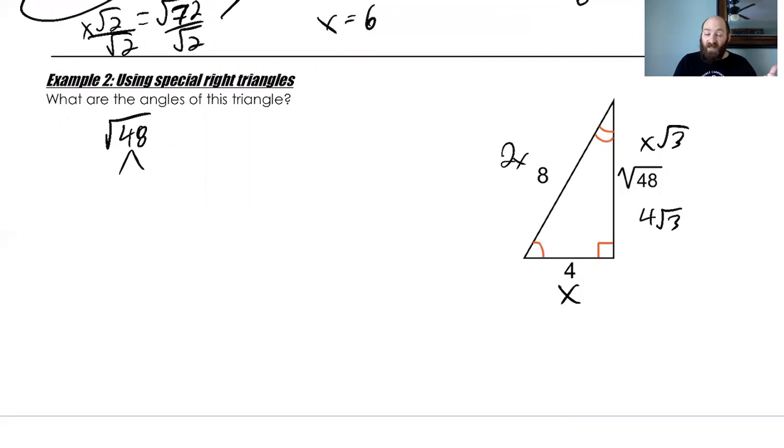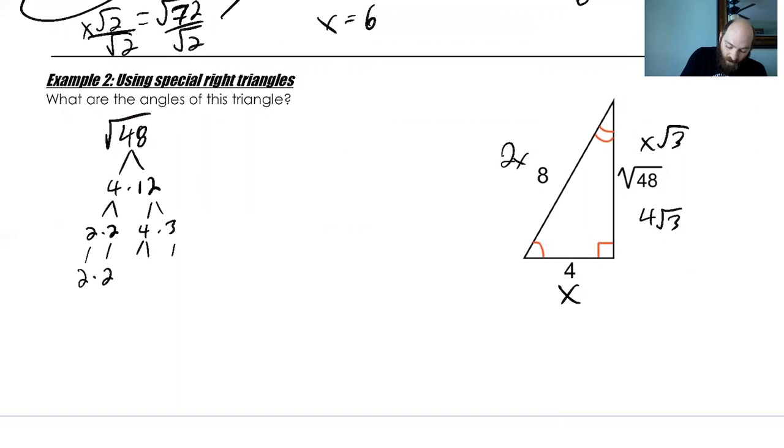This is actually from the previous lesson when I talked about the idea of exact versus approximate. So if I look at square root of 48, we're going to look at what multiplies to 48. Well, 4 times 12. 4 is the same as 2 times 2. And then 12 is 4 times 3. And then 4 breaks down, and 2s and 3s do not. So I have 2 times 2 times 2 times 2 times 3.